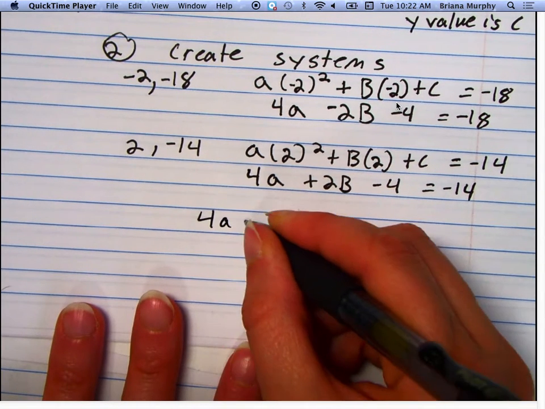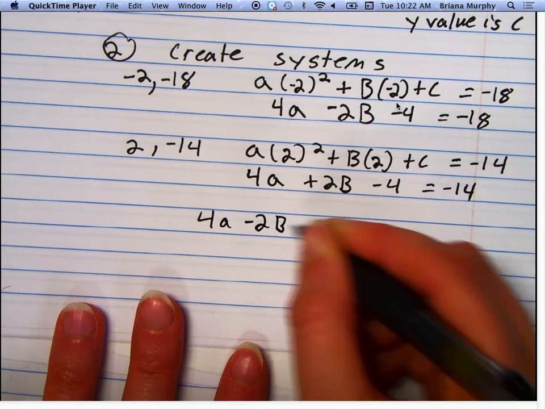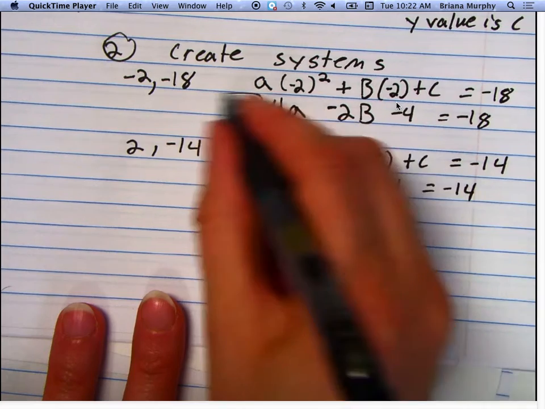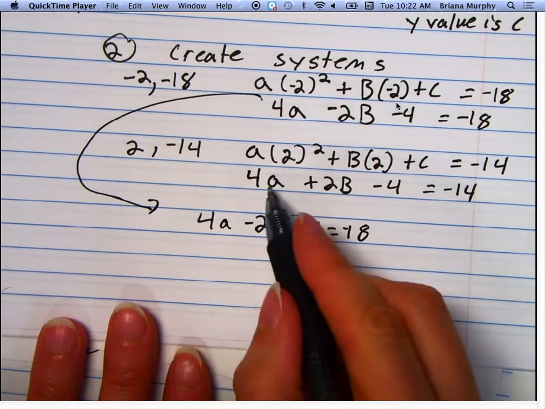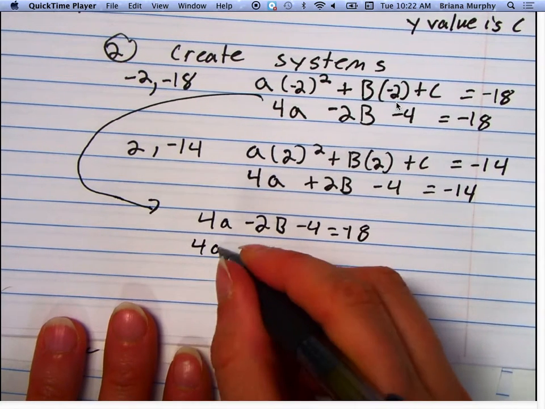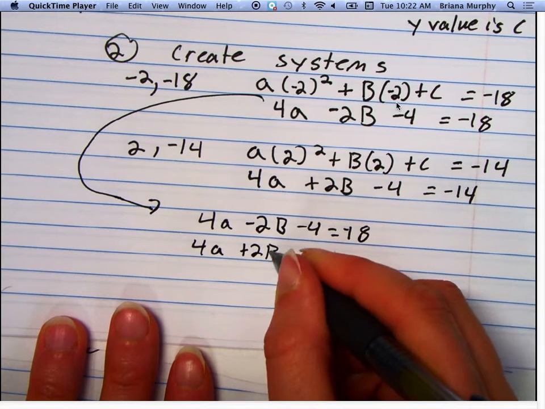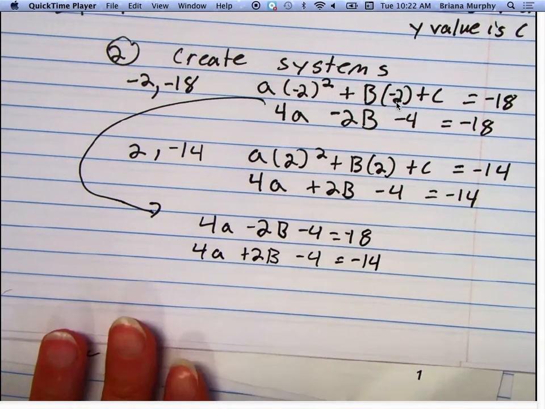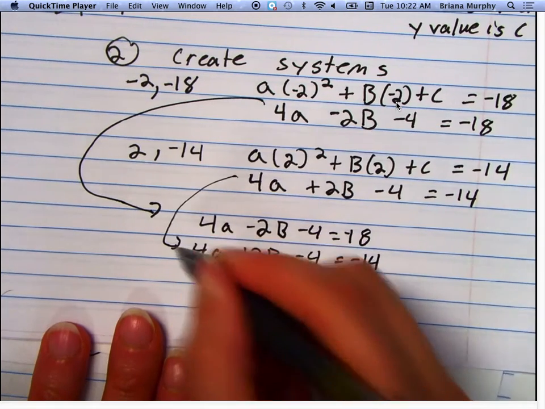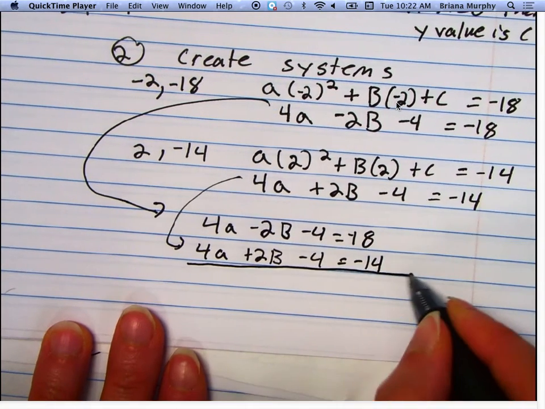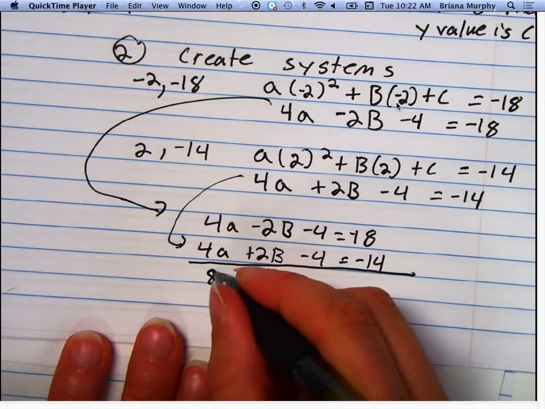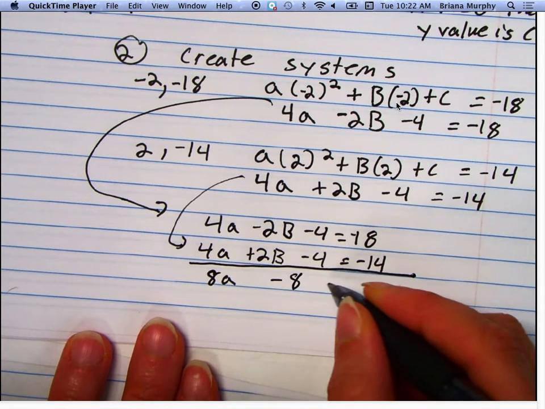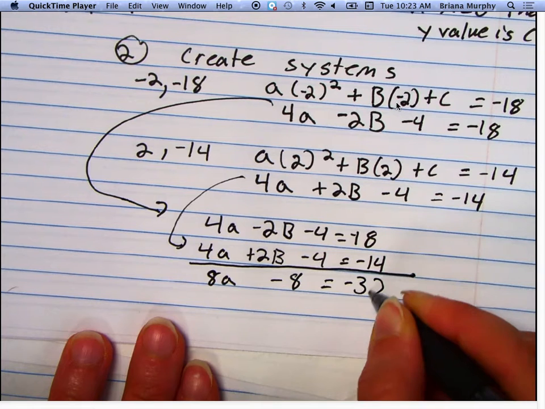4a minus 2b minus 4 equals -18. I just took this answer and put it right here. And then I'm going to put this one below it. 4a plus 2b minus 4 equals -14. Okay, put this one right here. Now I'm going to add them together. I get 8a minus 8 equals -32.